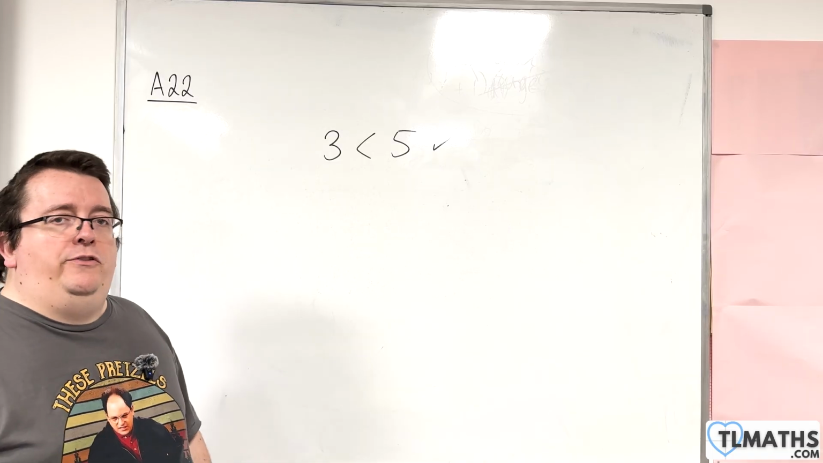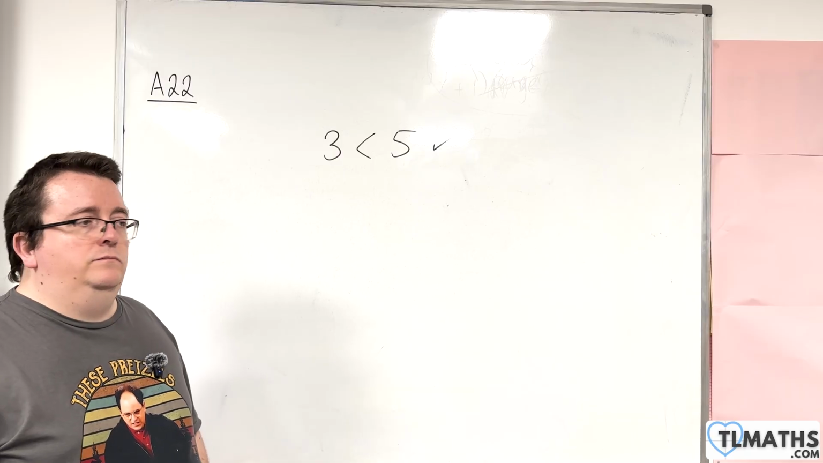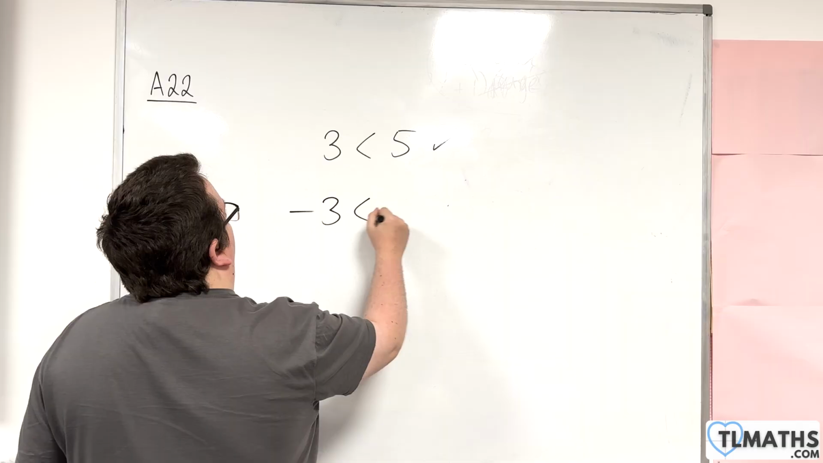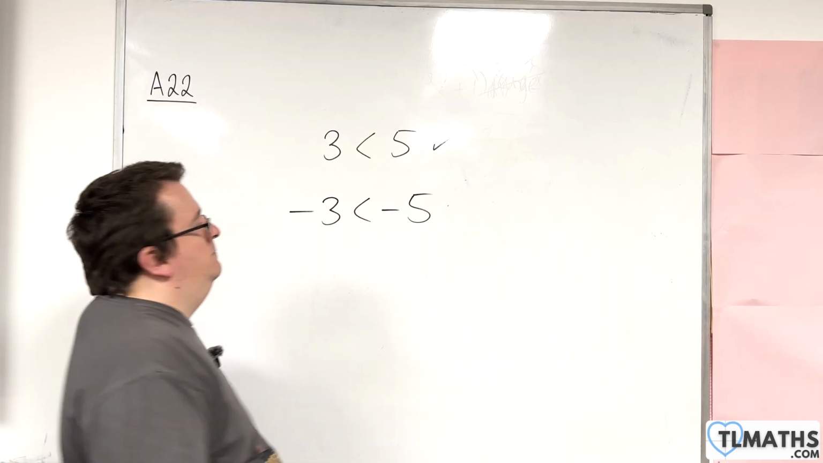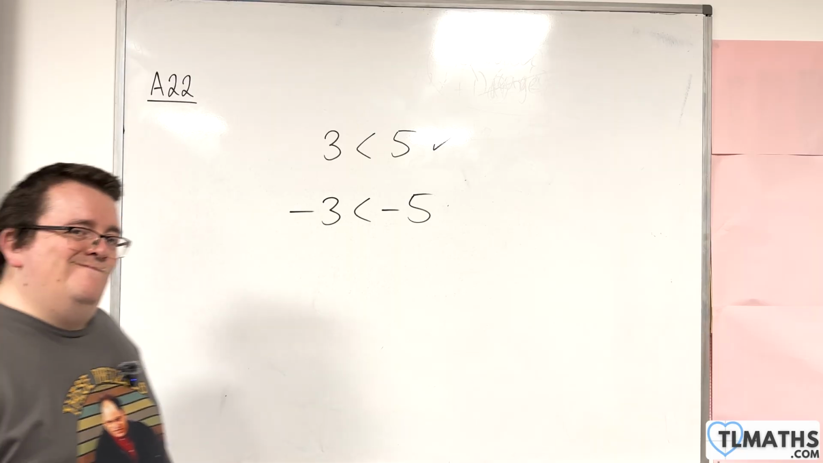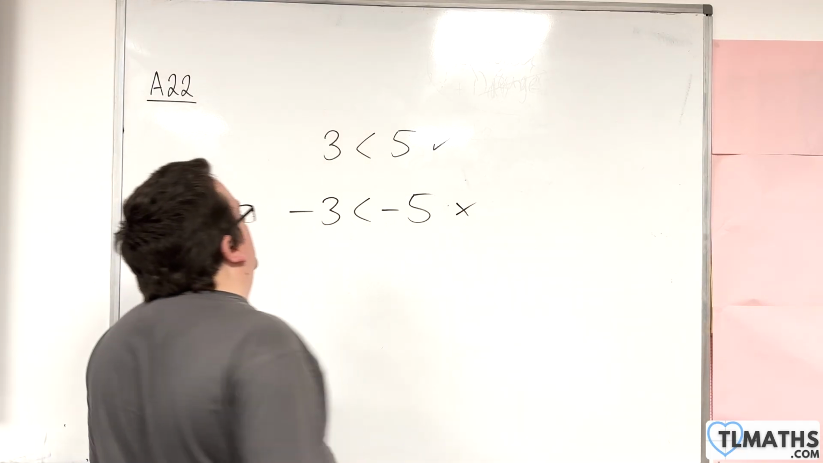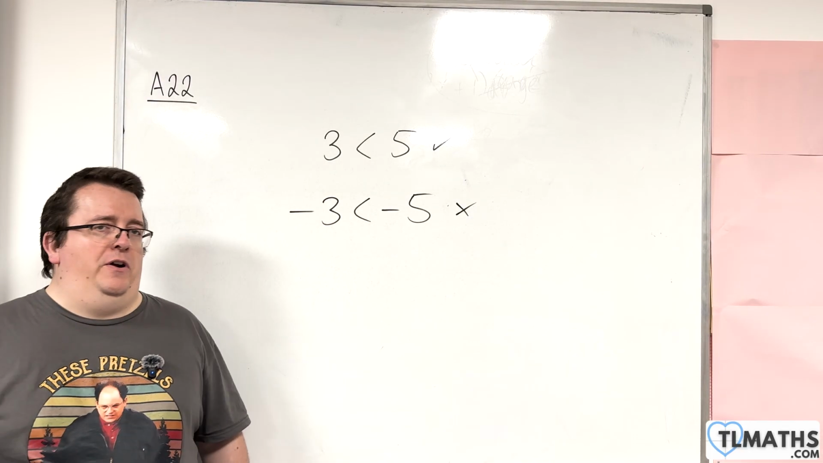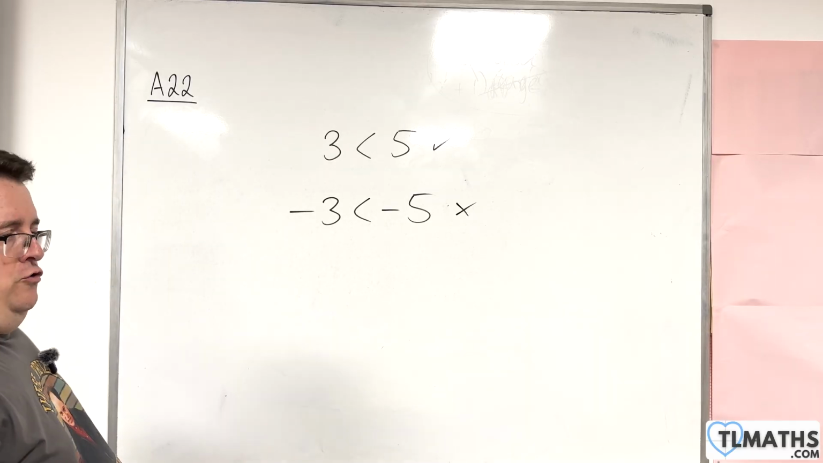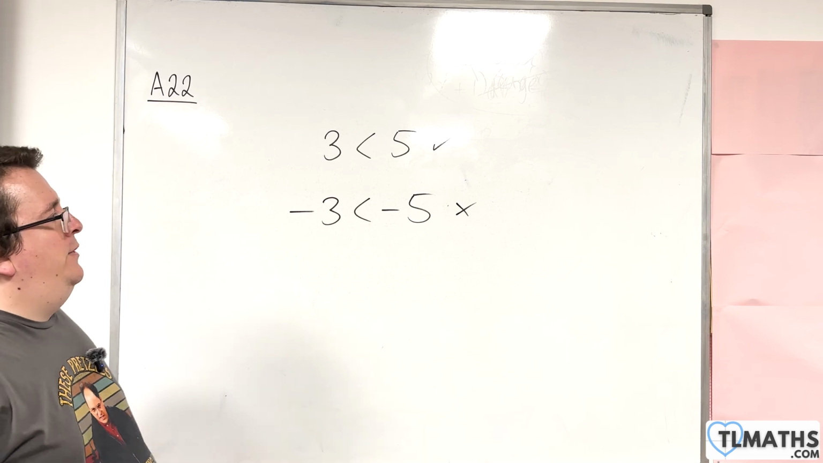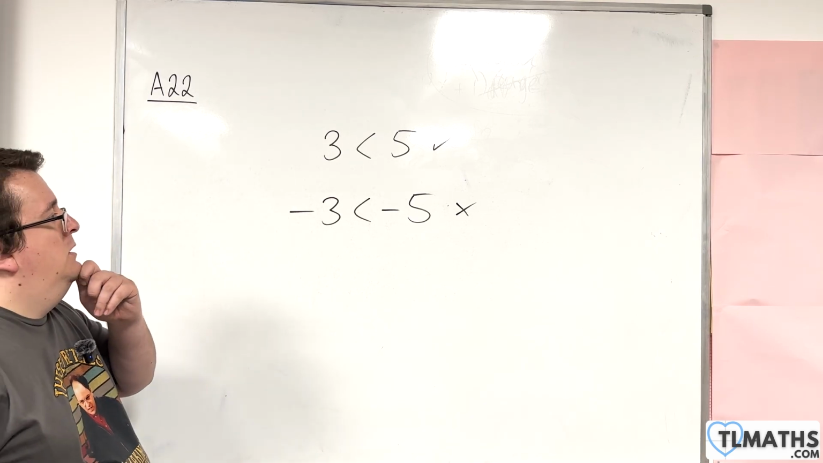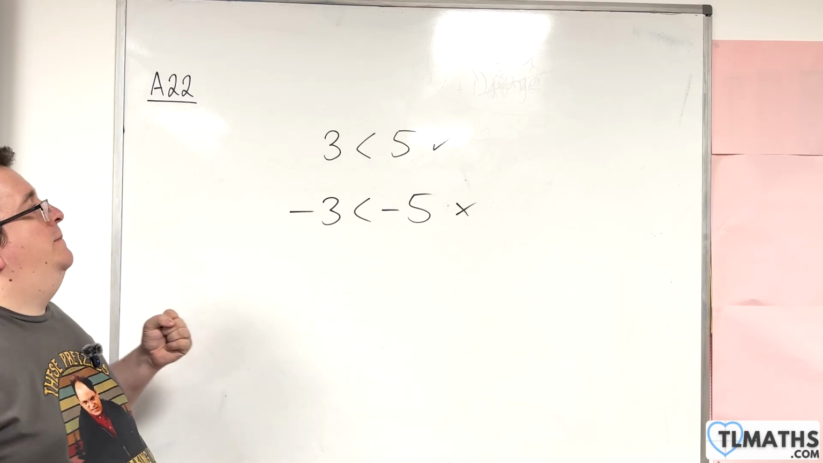What if I multiplied through by minus 1? Is that true? No, it's not. Minus 3 is not less than minus 5. So that's interesting, isn't it? Multiplying through by a negative number seems to have got me a false statement.